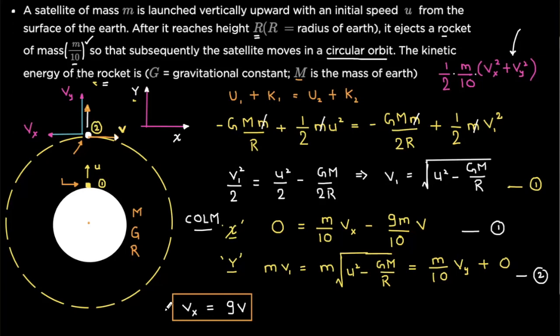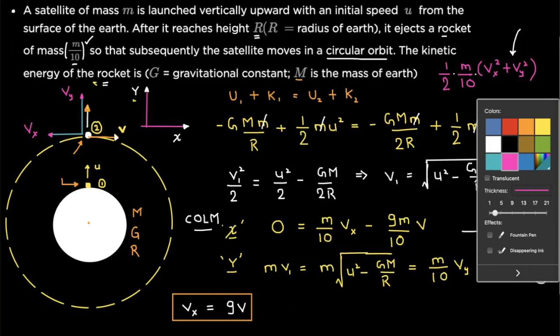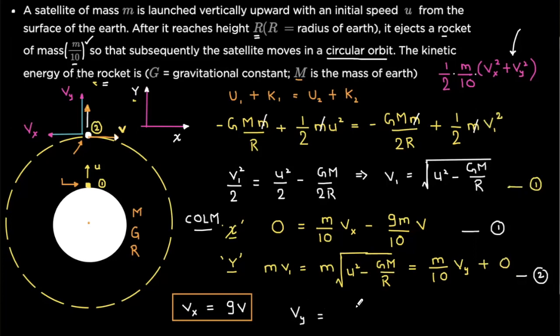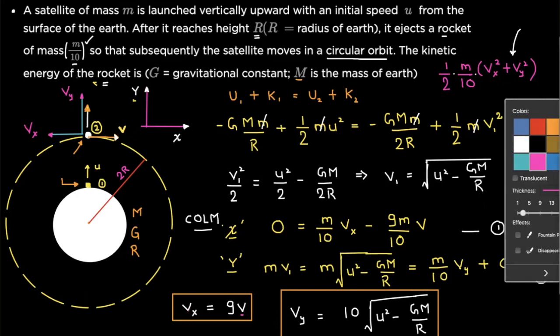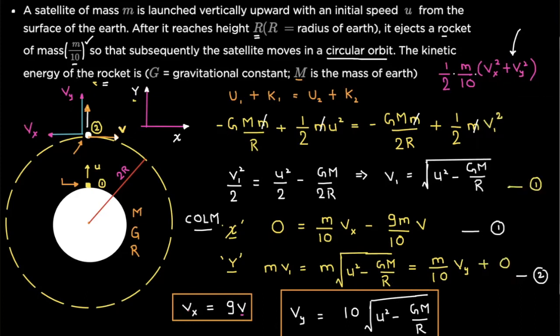So we have found out Vx. Now we'll be finding Vy. So Vy is equal to 10 times root over u square minus GM by r. Right? So you have Vx and Vy, but the problem is that the Vx is given in terms of an unknown quantity V. So do we know V? If you think carefully, you will understand that the fact that the satellite is revolving at a distance of 2R, its velocity is automatically fixed. It has to have certain tangential velocity. So let us find out how we can proceed from here on.